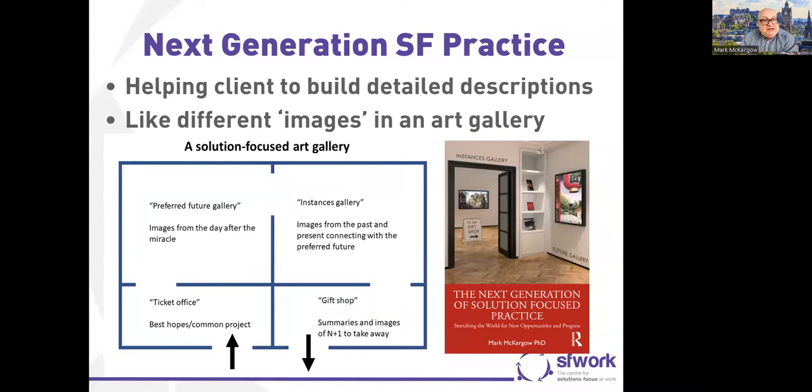And then we can have the instances gallery where we have images from the present, which you can get to with a scale. Where are you on a scale from 1 to 10 right now? And how come? That's an image from the present or a description from the present. And then we can have times when things are going well in the past or you've been higher on the scale or whatever, and different episodes from the past can also come in along. So the main part of the work is helping our client build these detailed descriptions using these three levels of description building that I'll describe in a moment.